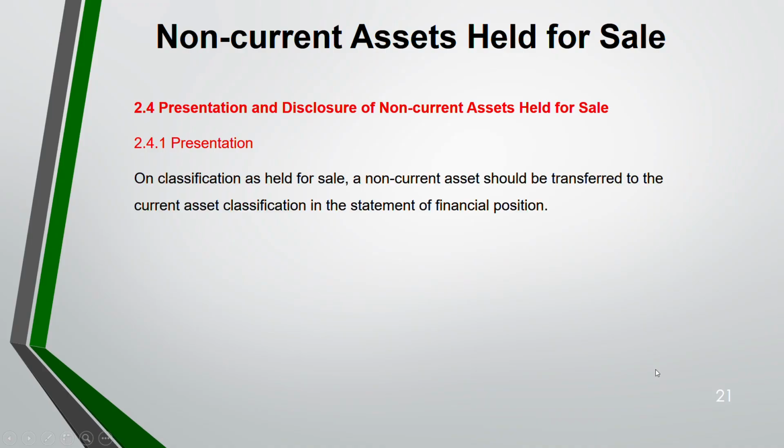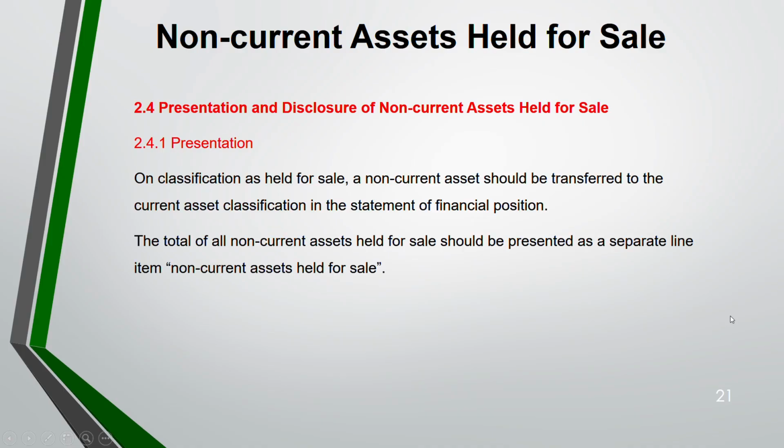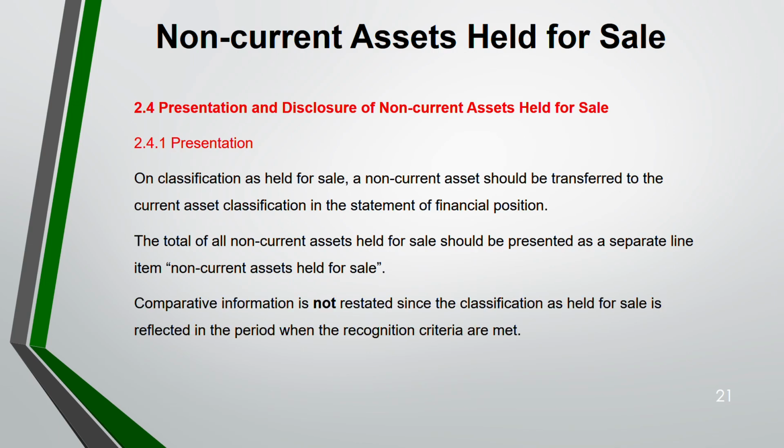Now presentation. On classification as held for sale, a non-current asset should be transferred to the current asset classification in your statement of financial position. So from non-current, it will be moved to current assets. The total of all the non-current assets that are held for sale should be presented as a separate line item known as non-current assets held for sale. You do not need comparative information.